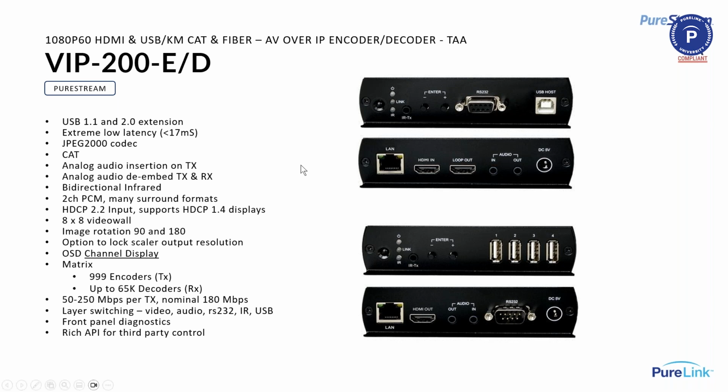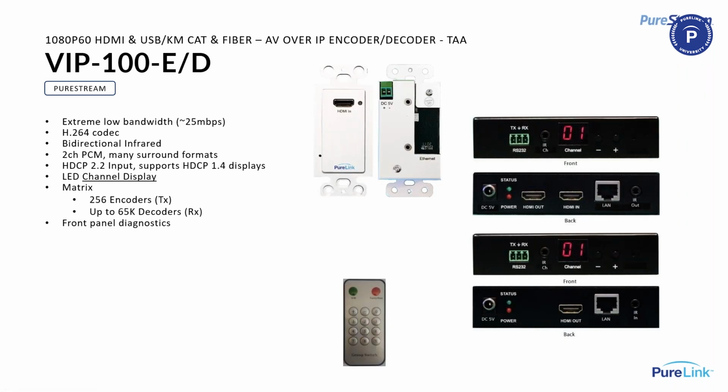All right, the last one in this group is our VIP 100. Now this is also 1080p 60, but this is slightly different. This is the H.264 codec versus JPEG 2000, which is in all the other products. So why do we do that?